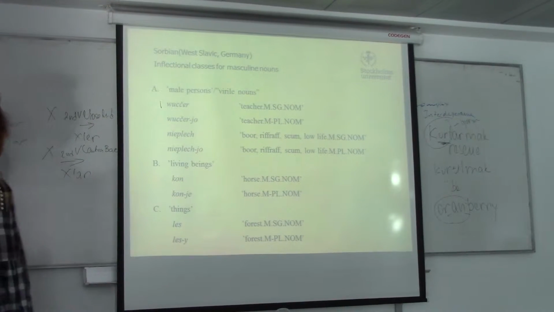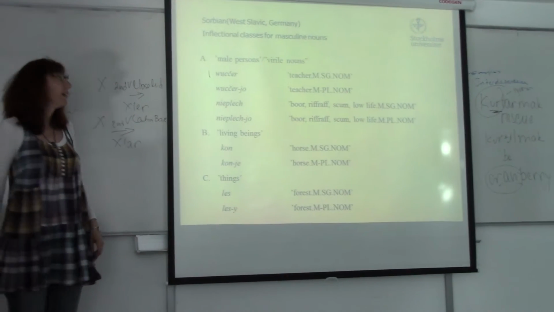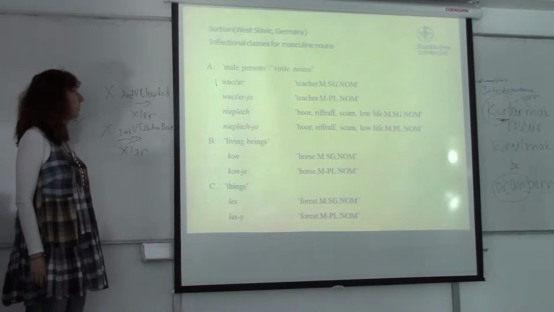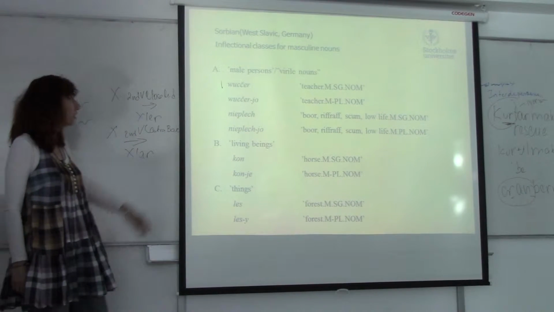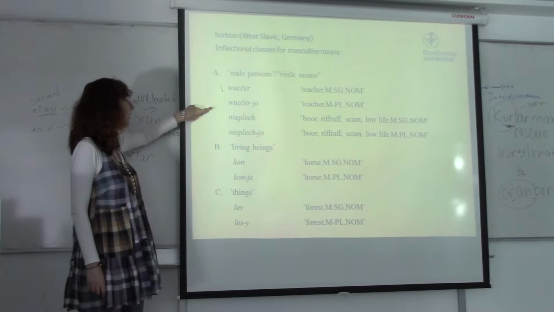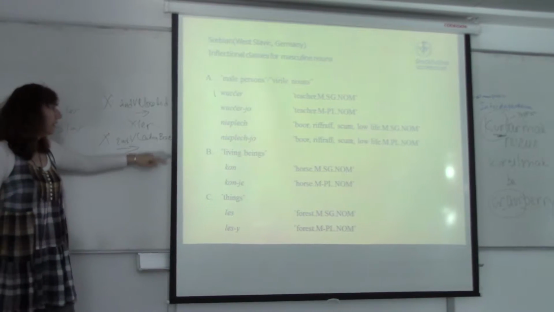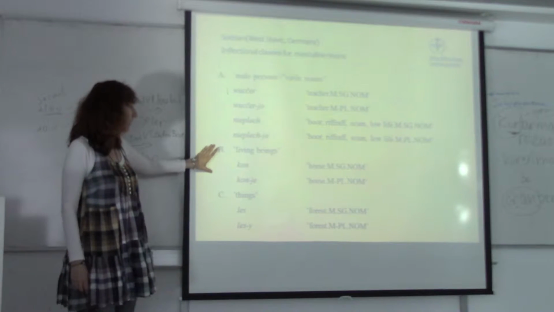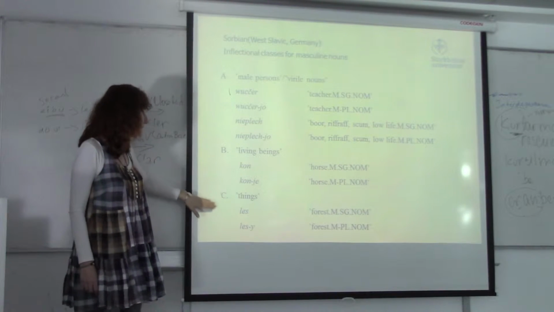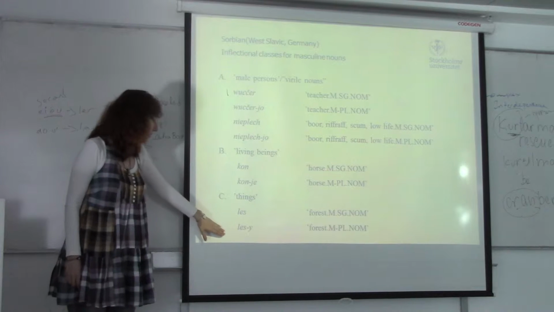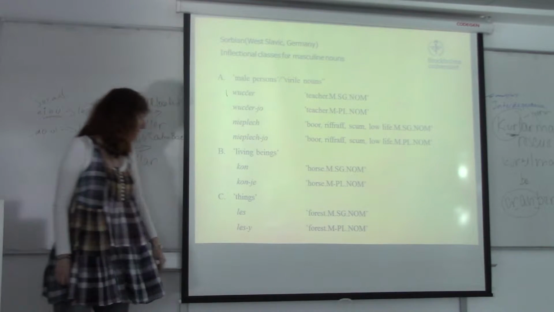Sorbian, talking about noun classes. Sorbian grammars will describe these as inflectional classes. So you will have an inflectional class that will take the suffix yo for the plural. There is another inflectional class that takes the suffix ye, and then a third inflectional class that takes the suffix e.